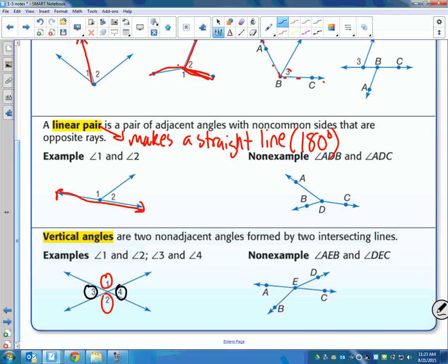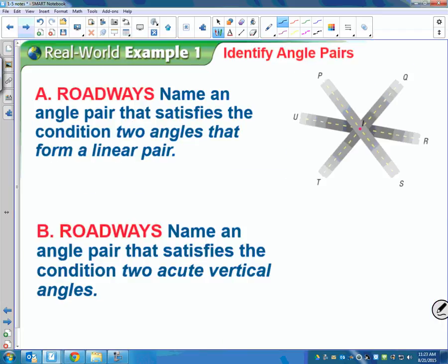So, linear pair makes a straight line. Vertical angles are right across from each other in terms of intersecting lines. Those are really, really important words that are going to come up over and over again in this class. So make sure that you learn them.